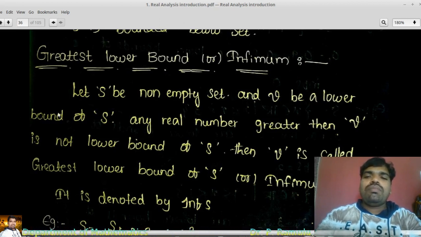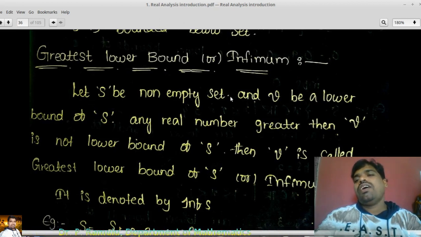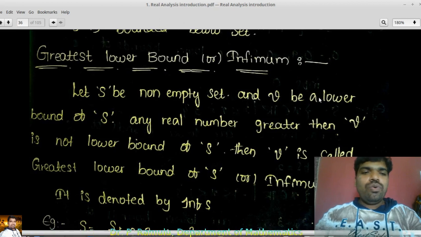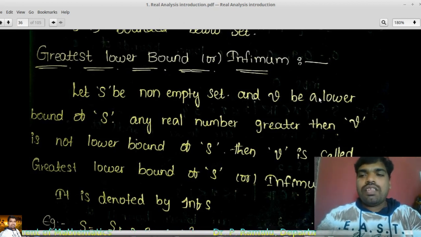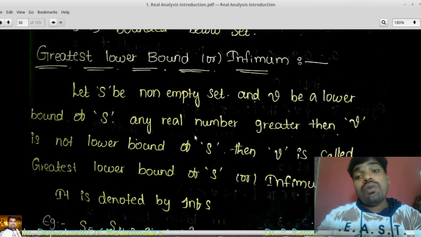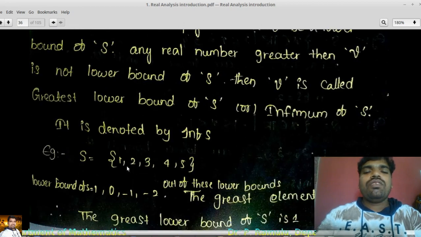So be careful, again I am repeating. Let S be a non-empty set and V be a lower bound of S. Any real number greater than V is not a lower bound of S, then V is called the greatest lower bound of S, or infimum of S. It is denoted by infimum of S.